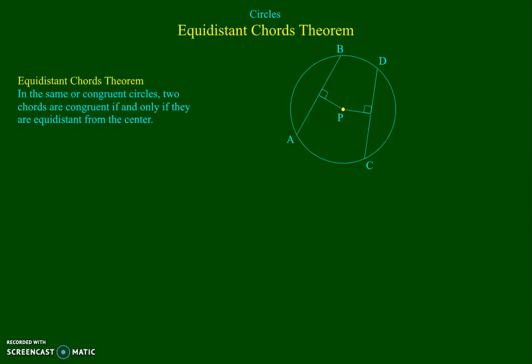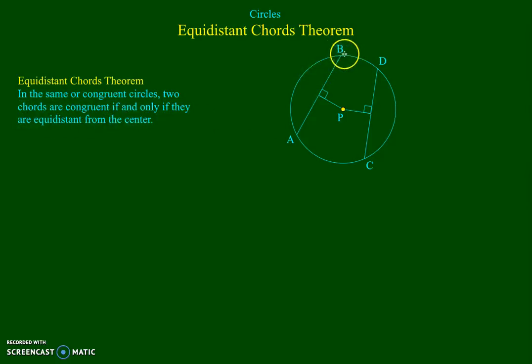This is part 4 of the series Circles, and we'll begin this part with the Equidistant Chords Theorem. The Equidistant Chords Theorem says, in the same or congruent circles, two chords are congruent if and only if they are equidistant from the center.